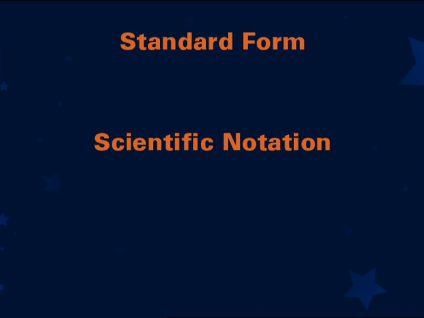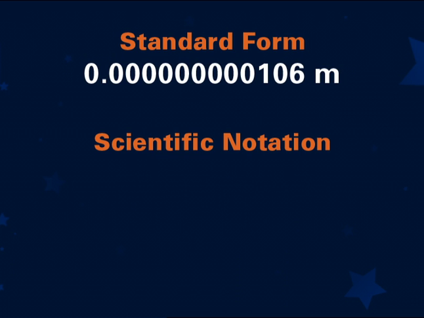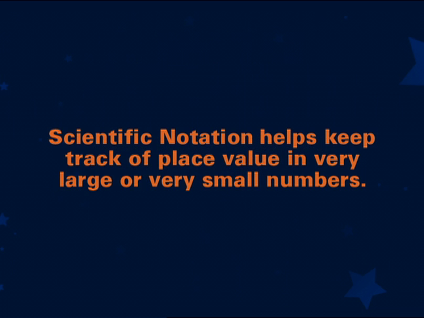Scientists also use very small numbers, like the width of a hydrogen atom shown here in meters. In scientific notation, the width of the atom in meters is 1 and 6 hundredths times 10 to the negative 10th power. Scientific notation helps keep track of place value in very large or very small numbers.